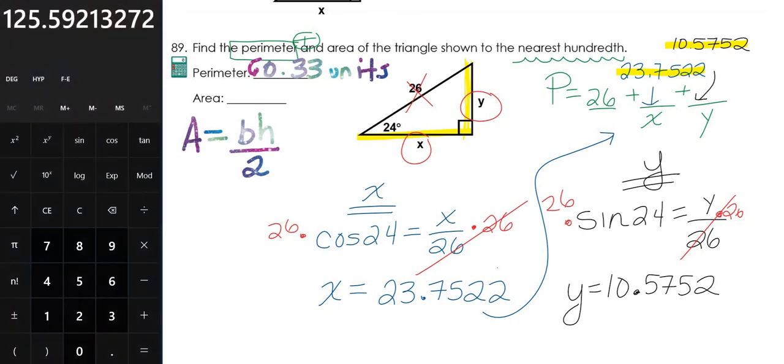So rounded to the nearest hundredth, out 2 decimal places, my final answer is going to be 125.59, and it's going to be units squared. It could be feet, it could be inches, whatever they gave me. They didn't give me anything, so I'm just going to say units squared. Okay, let's move on to the last question. Oh, 2 more questions on this page.